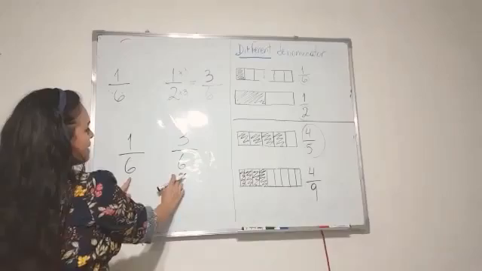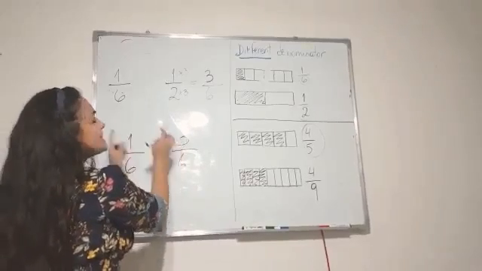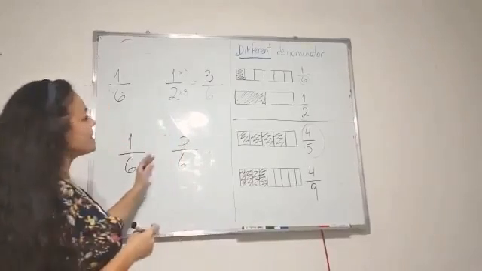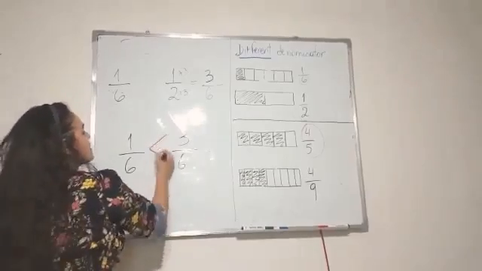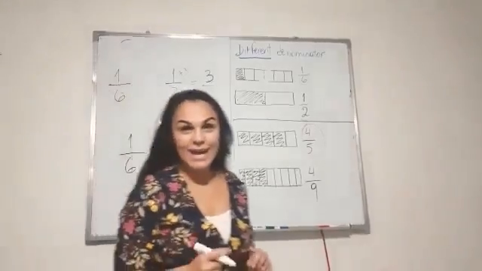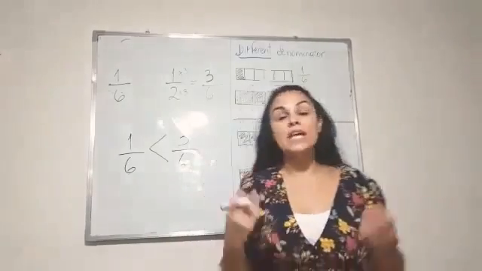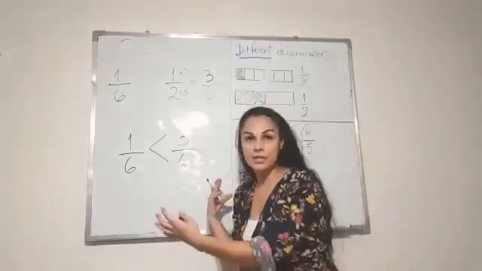And remember, when you have the same denominator, it's very easy because as they are the same, the only thing that you are going to look at is the numerator. So which one is greater? 3/6, okay?